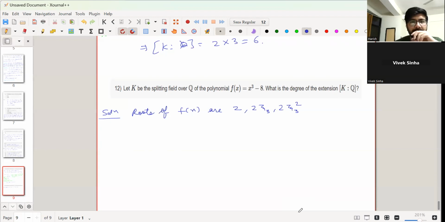So x cube minus 8 equal to 0 implies x is the cube root of 8, and here you also have cube root of 1 you can put, right? This is 8 times the cube root of 1. So this is 2 zeta 3 or 2 zeta 3 square. You vary these cube roots here. This is fixed, this is 2. When you vary from here, you will get these three roots. Okay.